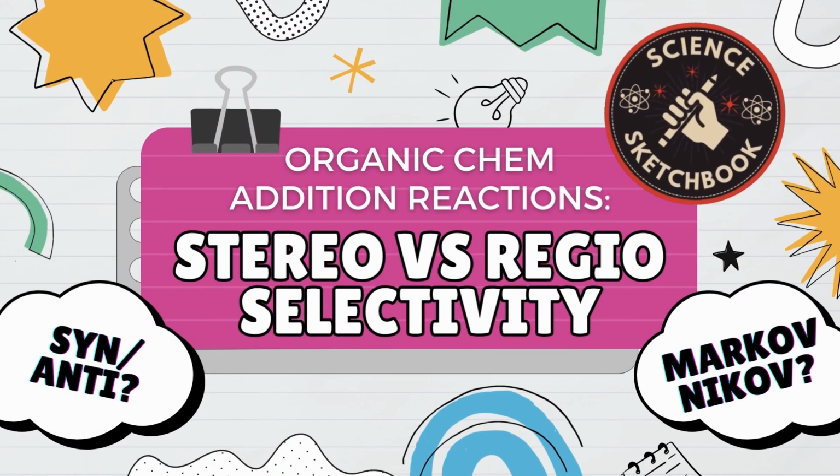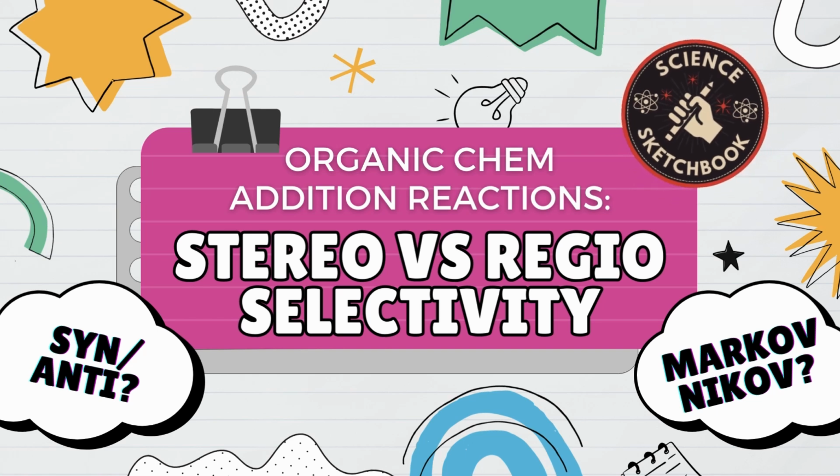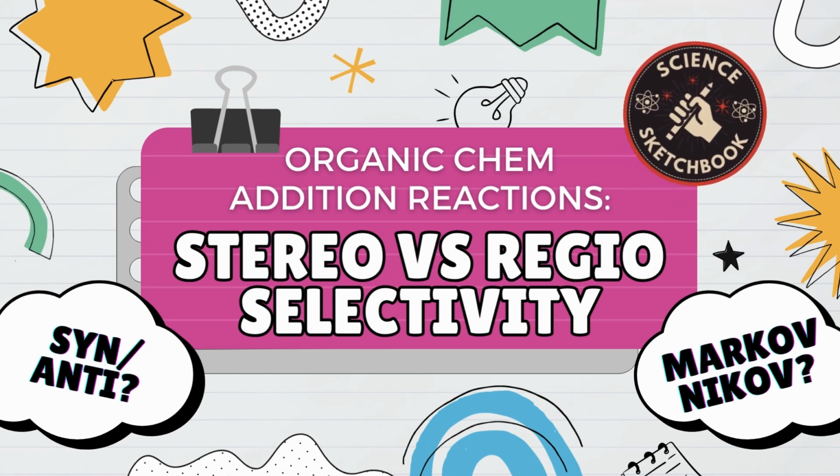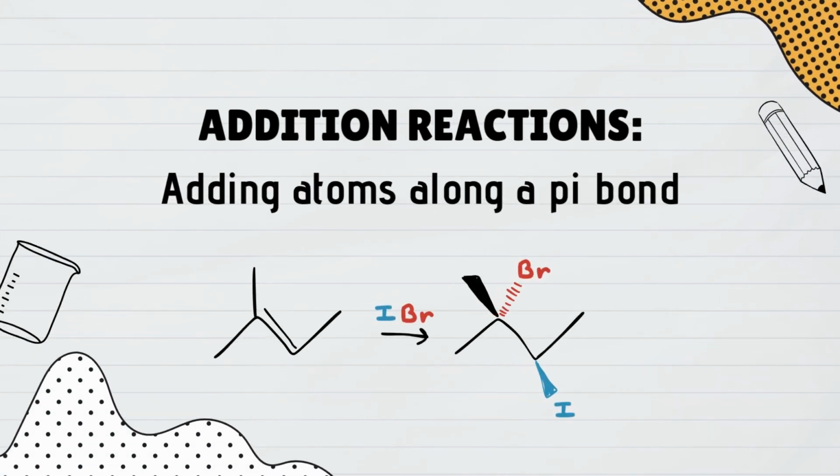In this brief video, I'm going to explain the difference between stereo and regioselectivity as they pertain to addition reactions. Let me clear those up for you. So, for some context, the basic idea of an addition reaction is that it adds atoms along a pi bond. Notice in this example, you started with a double bond and then you added the two halogens shown. The question is, how did I know that one should be wedged and the other should be dashed? How did I know which halogen went on which side of the double bond? Well, that's where the reaction selectivity comes in.